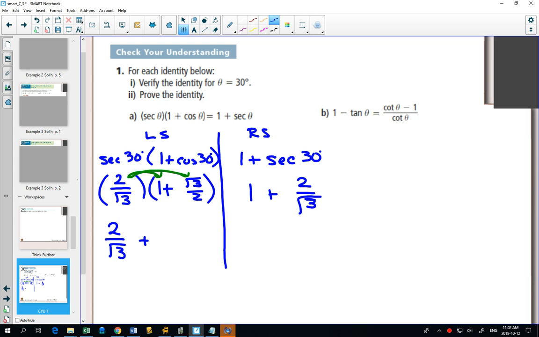Can you do that mental math quickly? Can you see that the 2's would simplify, the root 3's would simplify? Are these the same? Yes. Therefore, the left side equals the right side. You have verified. I'm not going to put QED because it wasn't a proof. I'm going to save that QED for the proofs because they're special.